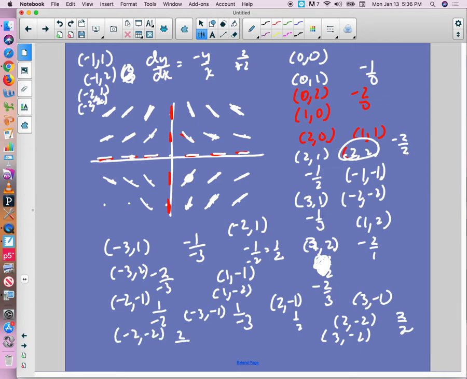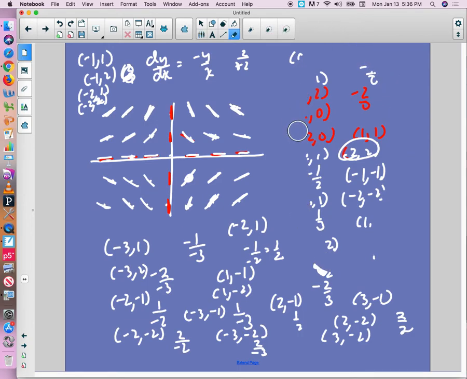-2 would give me 2 over -2, -1. And -3, -2 would give me 2 over -3, about like that. Alright, so that's your slope field there. Now on that one, I do want to show you what's happening here.